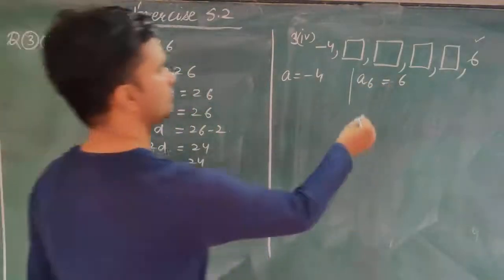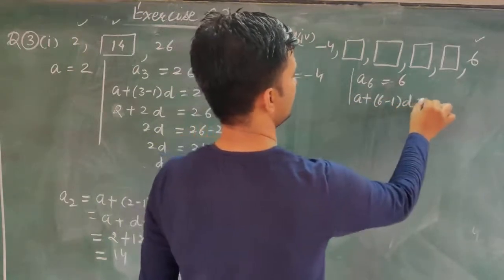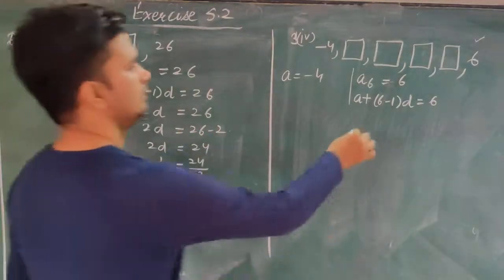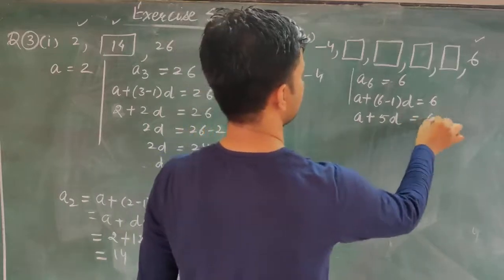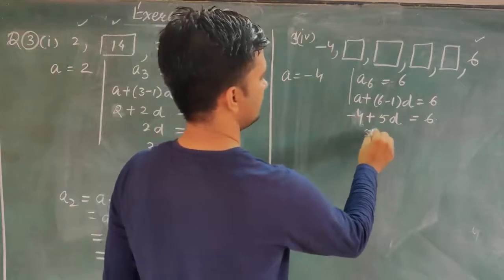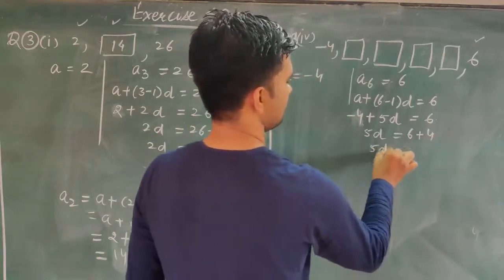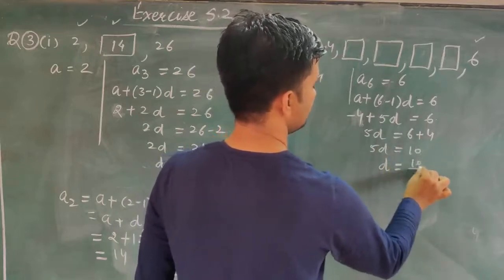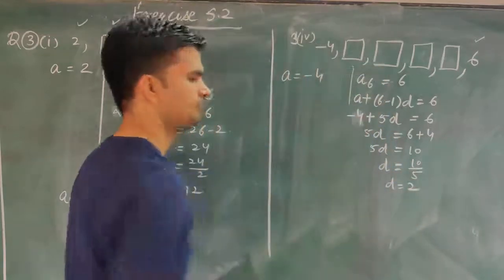Then the AN formula is A plus n minus 1 into D is equal to 6. It is A plus 5D is equal to 6. I can place here the value of A, it is minus 4. So 5D is equal to 6 plus 4. 5D is equal to 10. D is equal to 10 by 5. D is equal to 2.